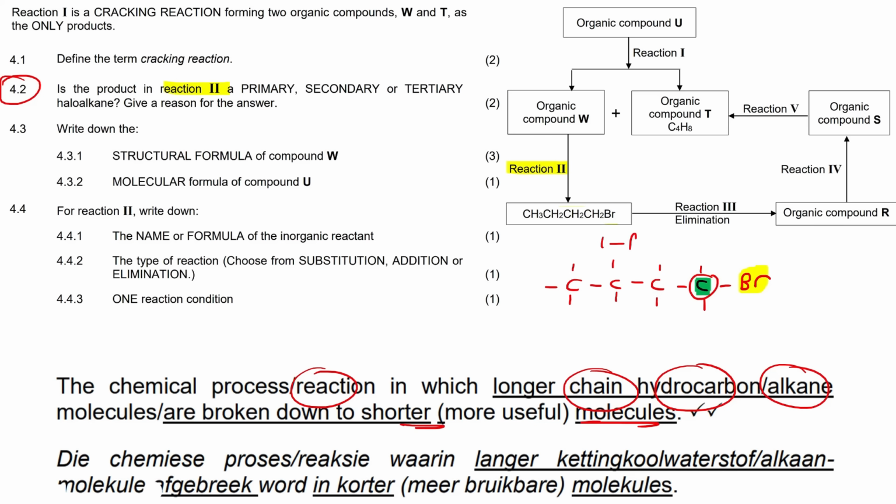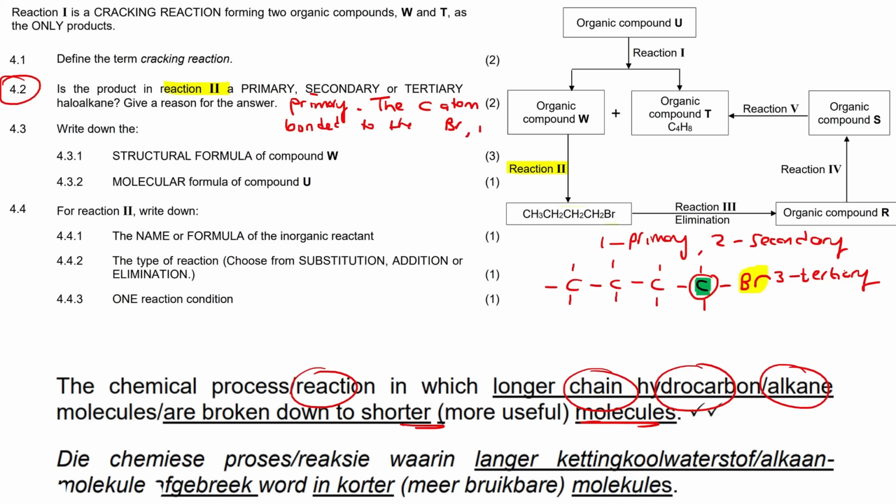So if it's 1, you say primary. If it was 2, you would say secondary. And if it was 3, you would say tertiary. So we are going to say it's a primary. And then you can literally say the carbon atom bonded to the Br is itself bonded to one other carbon.